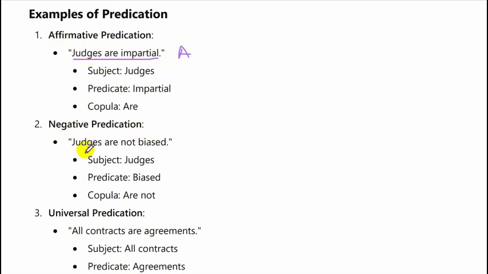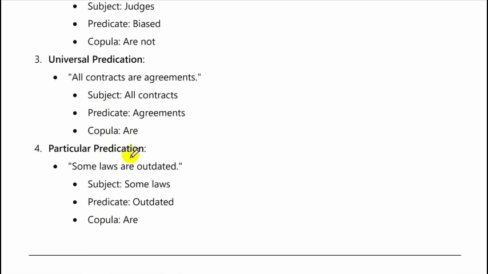Alright, negative predication: judges are not biased. So judges is the subject, biased is the predicate, and the copula is "are not". So this is negative universal predication. When you get "all", it is universal. I'll skip repeating the same thing.